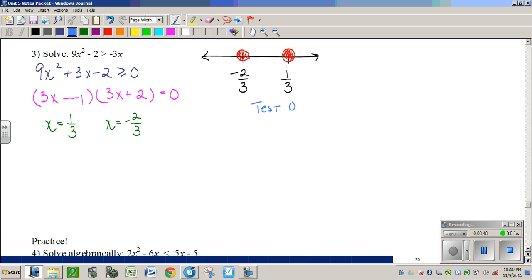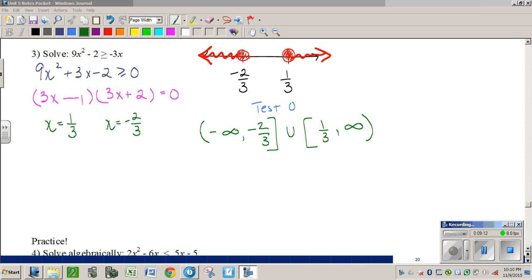Now, if you put 0 in here, you will find out that it is going to come out to be false. So when we shade, we're going to want to make sure that we shade to the outside of our solutions here. So go ahead and put that in interval notation, and after you put it in interval notation, go ahead and check back with me.